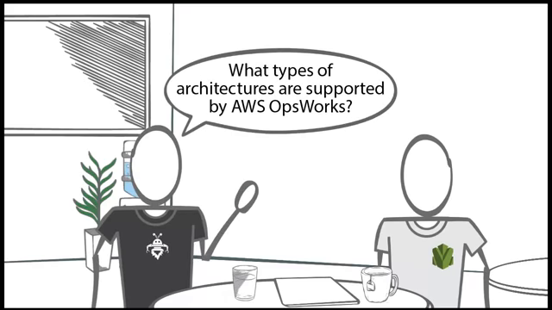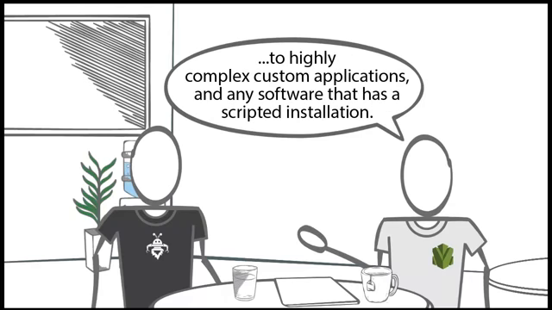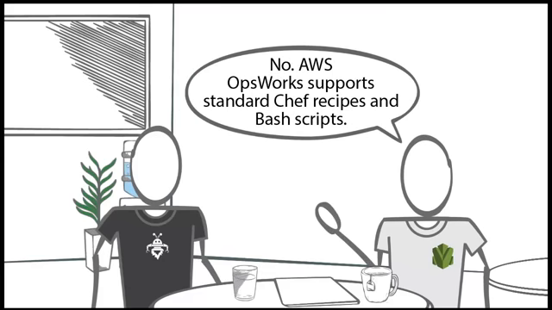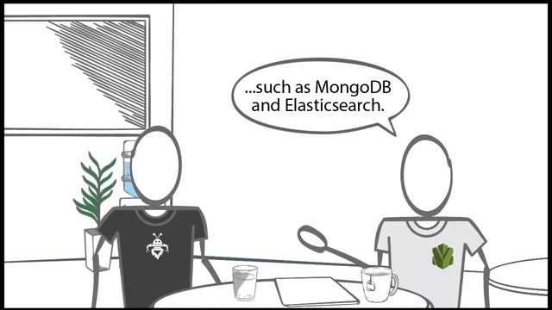What types of architectures are supported by AWS OpsWorks? It supports a wide variety of architectures, from simple web applications to highly complex custom applications, and any software that has a scripted installation. Does this mean I'll have to learn yet another scripting language? No. AWS OpsWorks supports standard Chef recipes and bash scripts. This enables you to leverage community-built configurations, such as MongoDB and Elasticsearch.